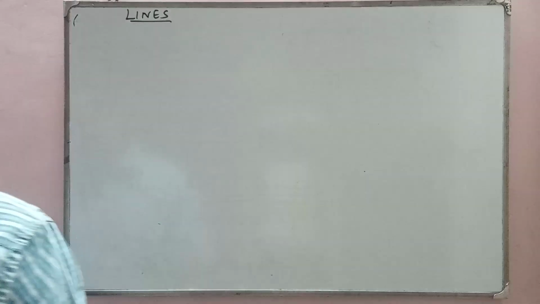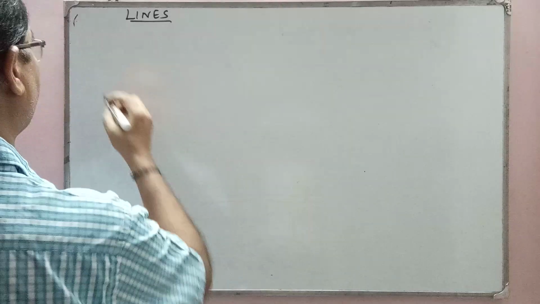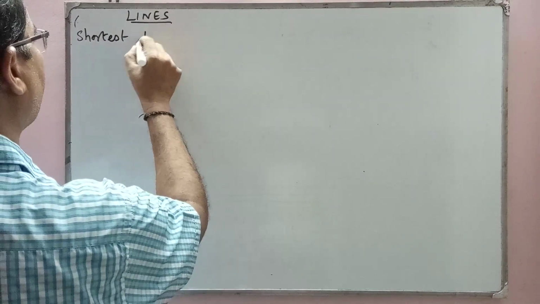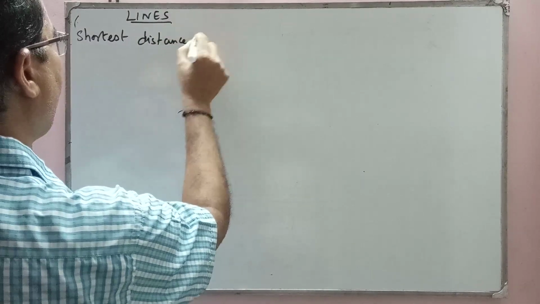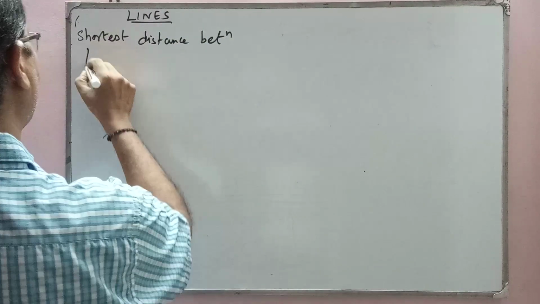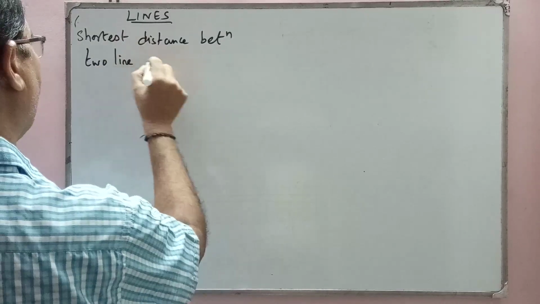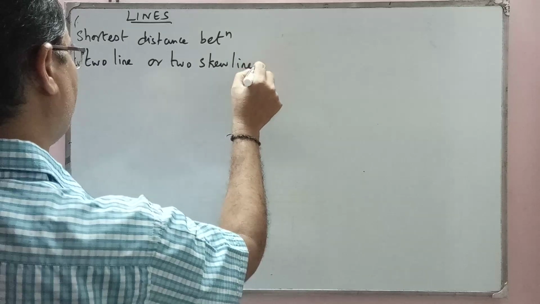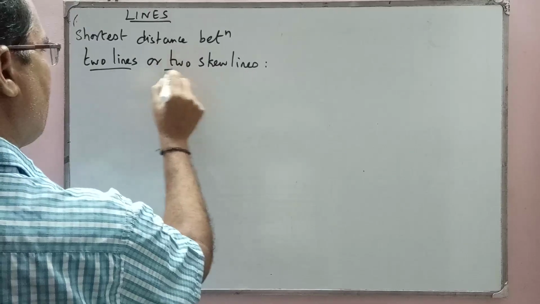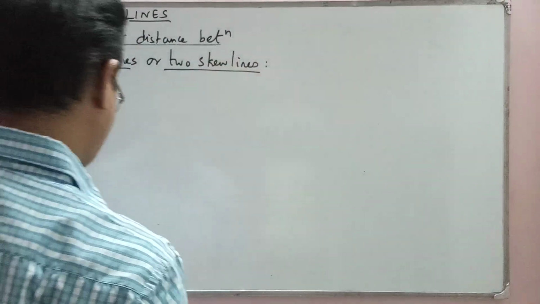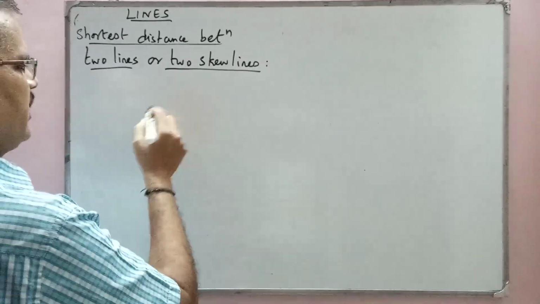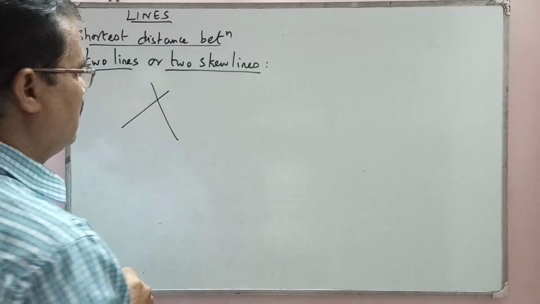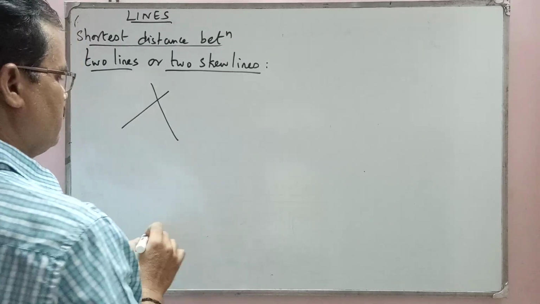Next, shortest distance between two skew lines. This is the last part we are going to write. Shortest distance between two lines, or you can write two skew lines. First you should know what are skew lines. The same formula. Okay, two lines, it may be intersecting lines. You're going to find the shortest distance between these two lines.